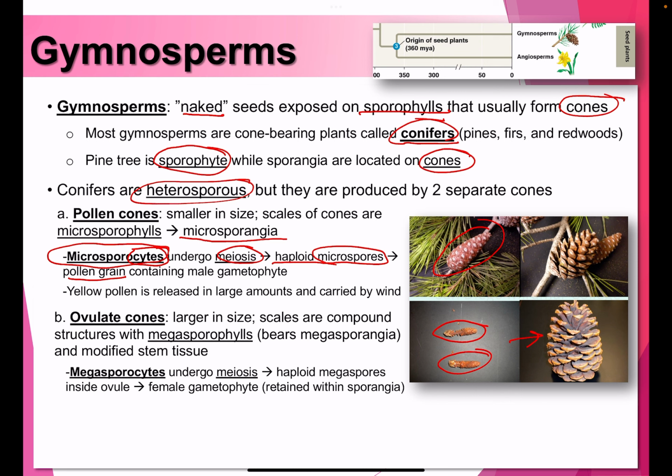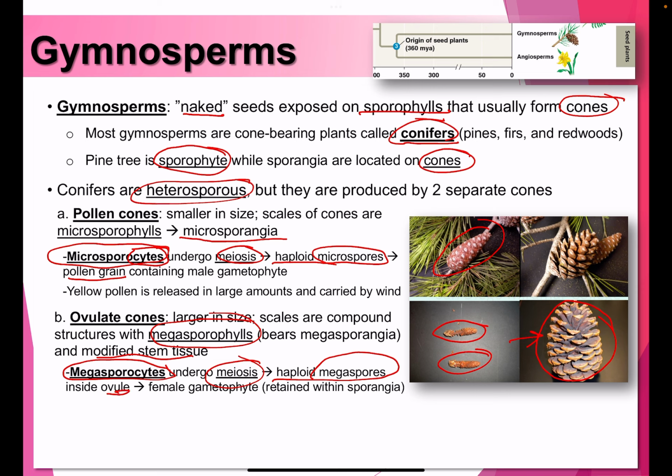The second type of cone generated by these conifers is called the ovulate cone, which is much larger in size. If you look at this picture here, the scales are compound structures, so they look a little more complex than pollen cones. They have megasporophylls, which bear your megasporangia, as well as some modified stem tissue. That's something different from pollen cones, and that's why they're bigger. Now, within the megasporangia, you have megasporocytes, just like you have microsporocytes, which are cells that will undergo meiosis again to generate your haploid megaspores inside the ovule.